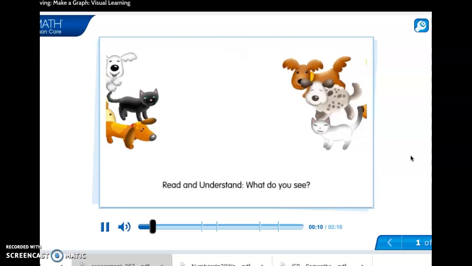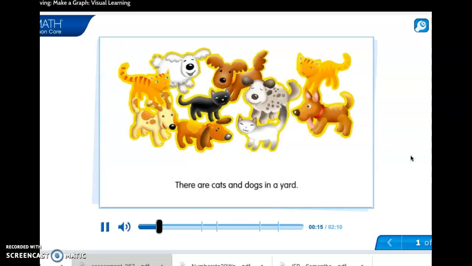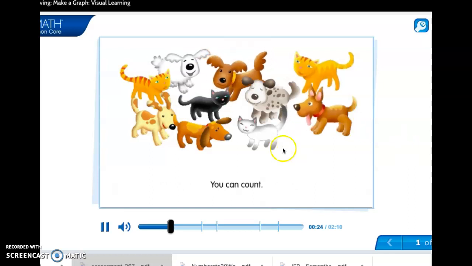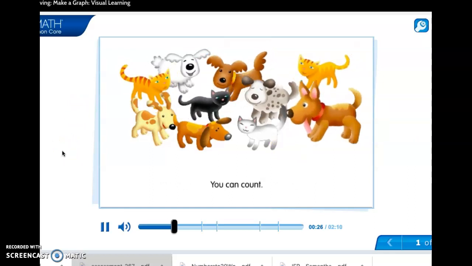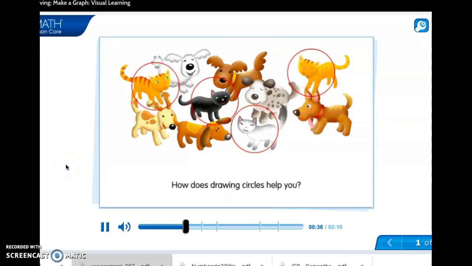Read and understand. What do you see? There are cats and dogs in a yard. How can you find out how many cats and dogs? You can count. Plan. Draw circles around the cats. How does drawing circles help you? It makes it easier to see the cats.